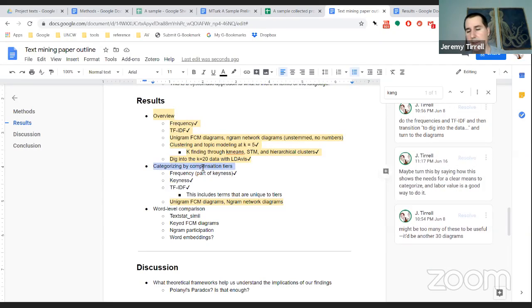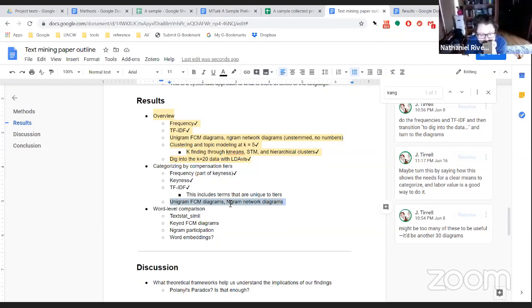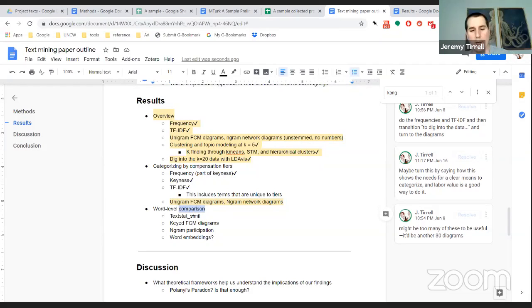Then we'll move on to compensation tiers, relying mostly on keyness, but then also these other things. I won't be running these because, as I mentioned, we've got the keyness diagrams. Running these, we get another 30 diagrams. I don't think there's value in doing it. Okay. There's going to be more stuff. Then the word level stuff. So I'm going to be writing up this stuff. I imagine it's going to take me probably the rest of the month.